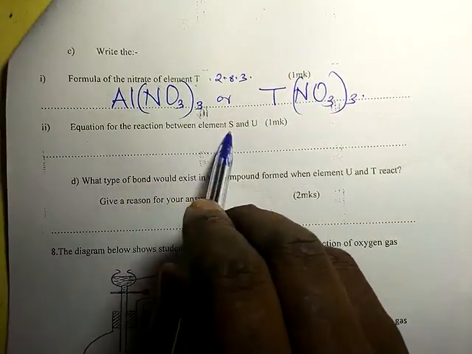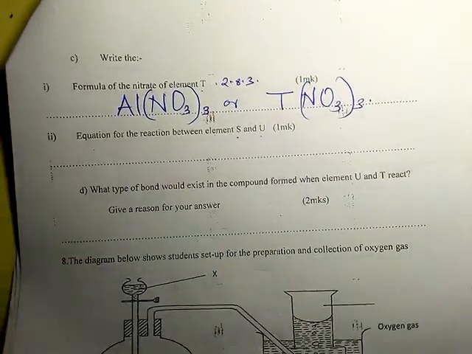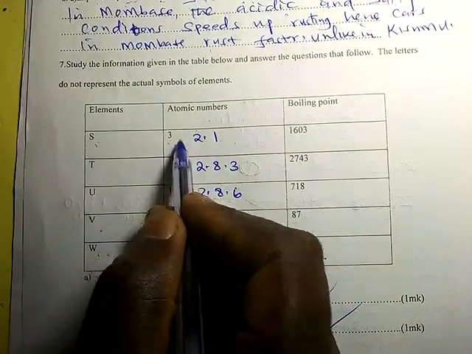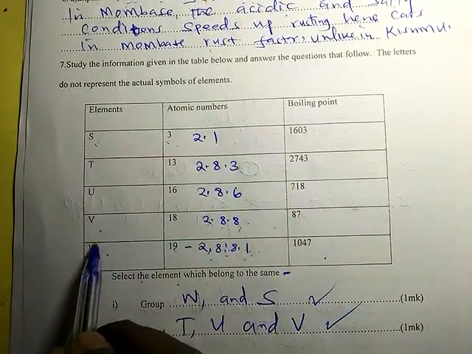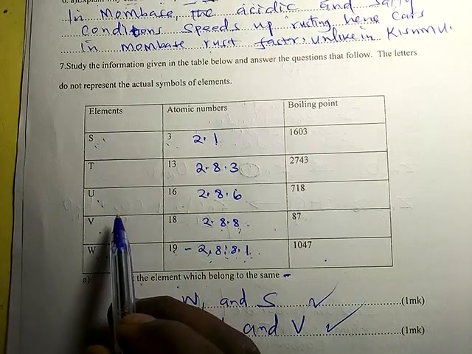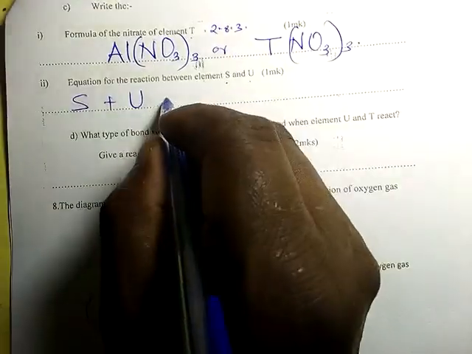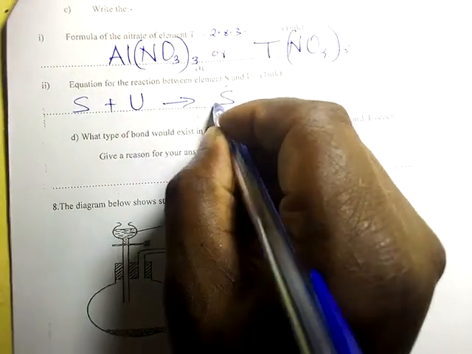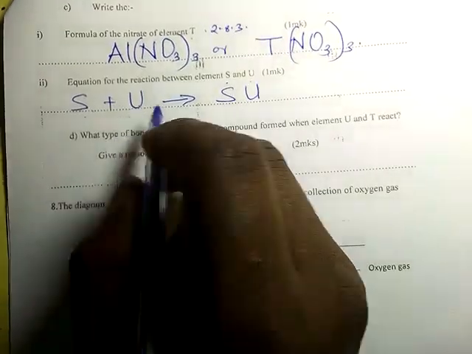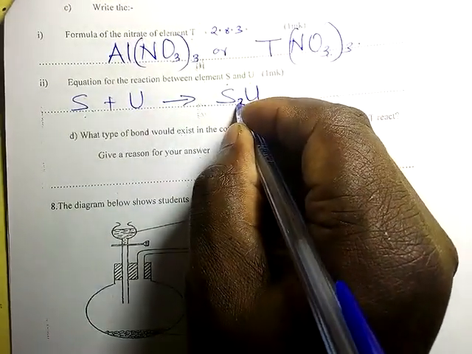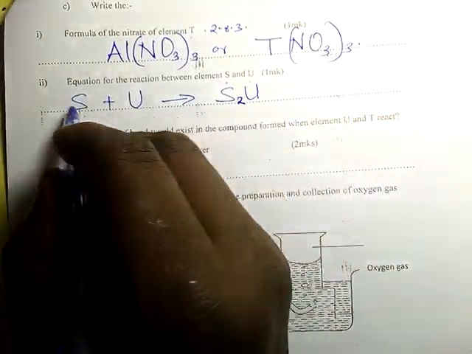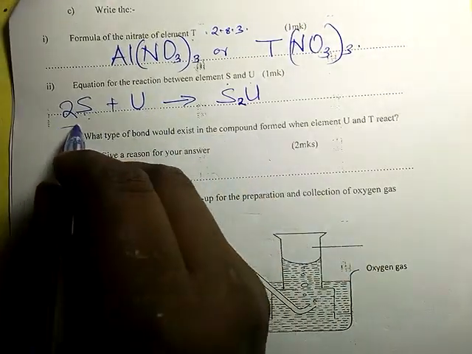Equation of the reaction between S and U. So let us go and see what was S. S has a valence of 1, like sodium, and U is 16. So now S and U are reacting. So S plus U is going to give us SU. But the valence of S is 1, the valence of U is 2. So it is going to put 2 here. S is a metal and this one is sulfur. So we can put 2 here to balance the equation, and that is the equation.